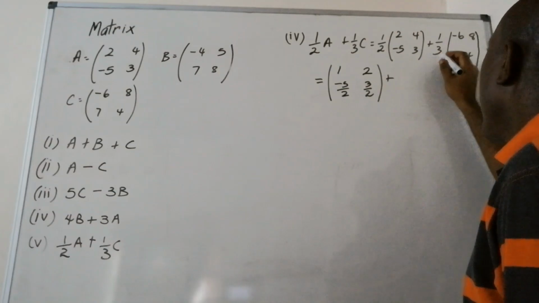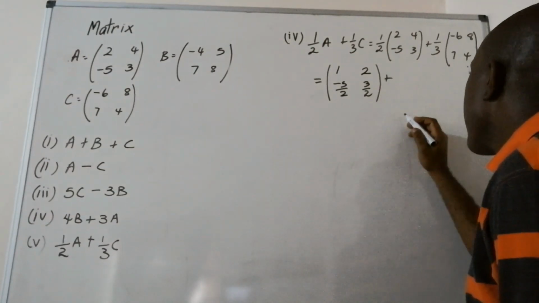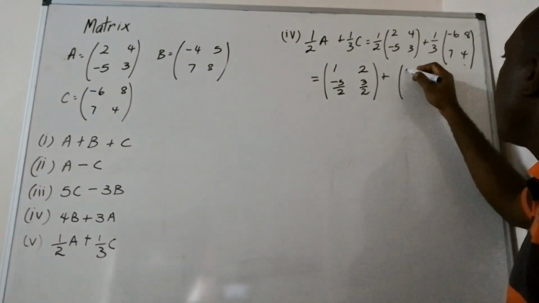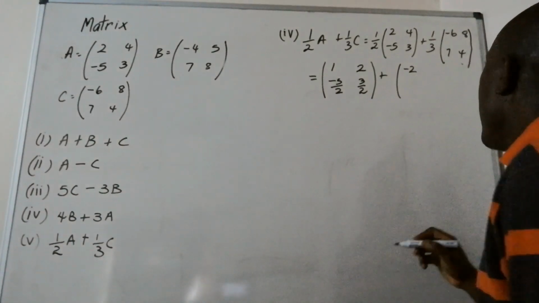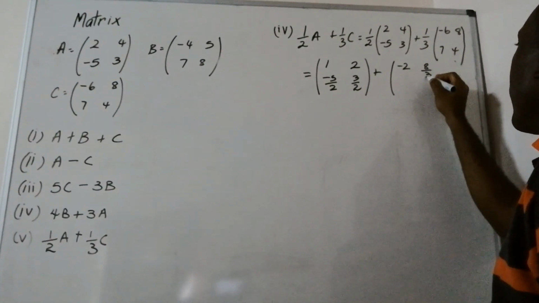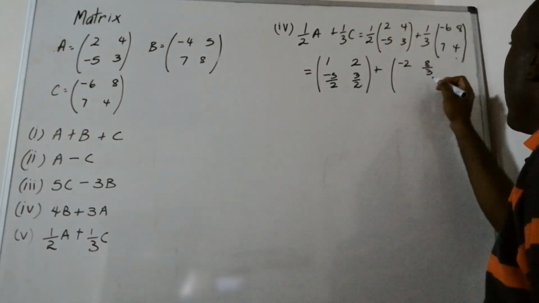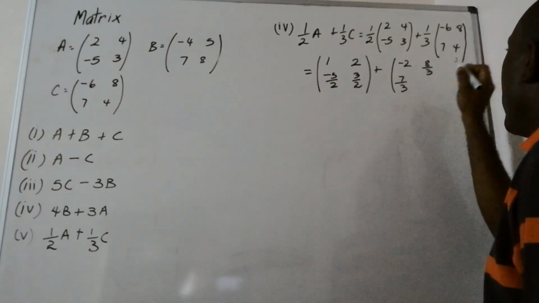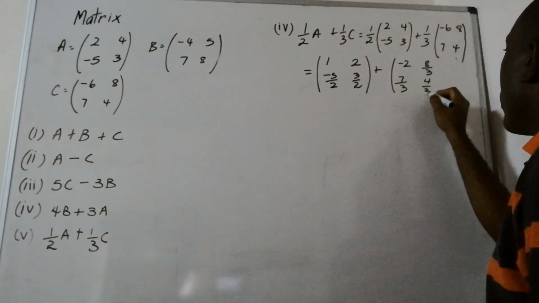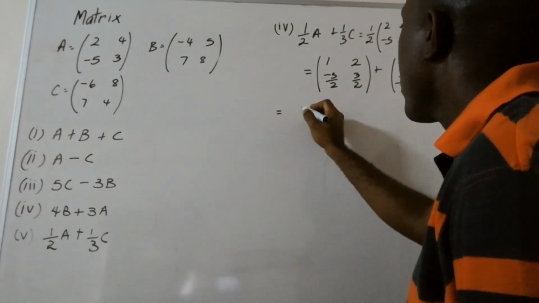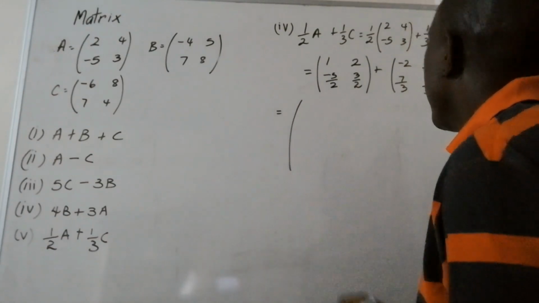Plus 1/3 of minus 6, multiplying 1/3 by minus 6, that will give us minus 2. 1/3 of 8 will give us 8 over 3. And 1/3 of 7, we can put it as 7 over 3. And 1/3 of 4, 4 over 3. So we're adding the ones in the similar position. So we will have, let's make it a little bigger.